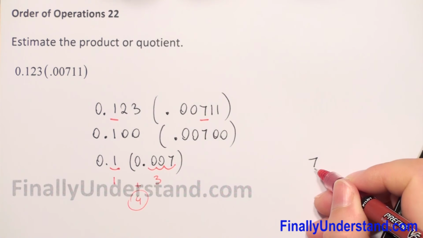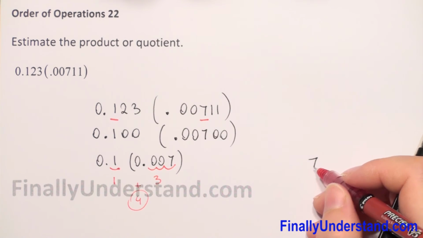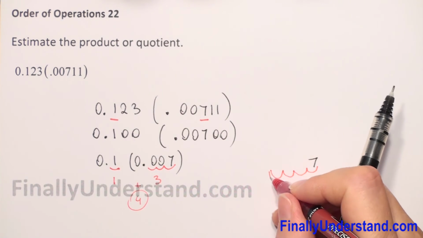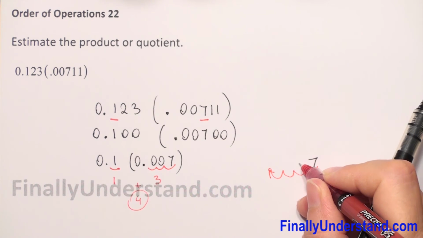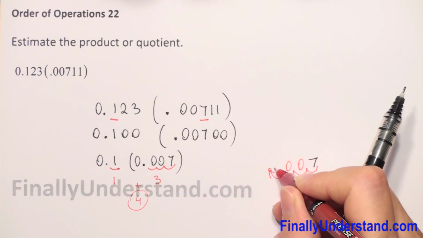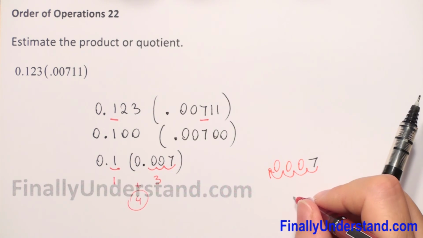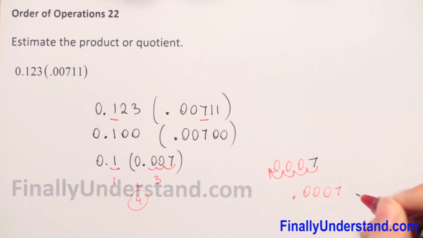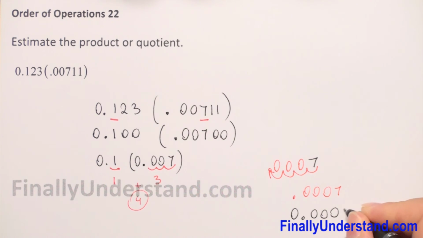So now we start, because 7 is the last digit, we start from the 7 and we count 4 decimal places. 1, 2, 3, 4. And now every empty space we have to fill by zeros. So the solution is decimal point 0007. Or you can write decimal point 0007.